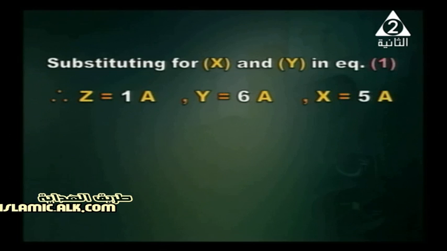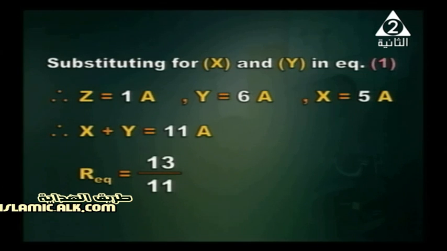Okay, substituting for X and Y in equation 1, Z is equal to 1 ampere, Y equals 6 amperes, and X equals 5 amperes. So X plus Y is equal to 11 ampere. R equivalent, of course, equals 13 over 11. Okay, it is VB over total current. So it is 1.1818 ohm.